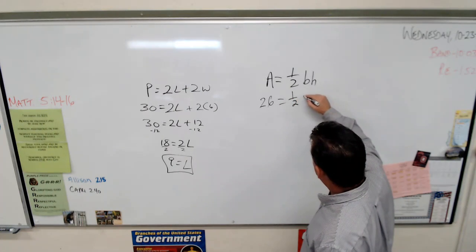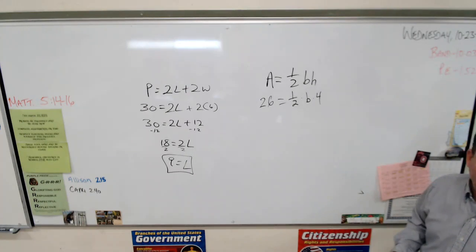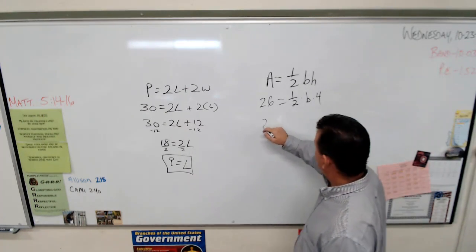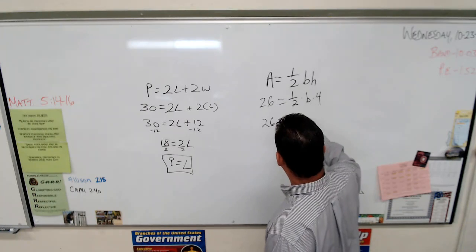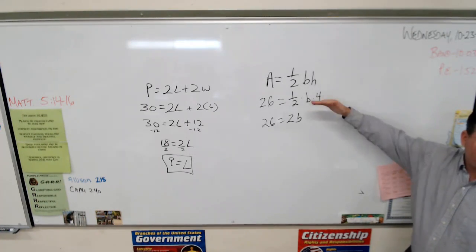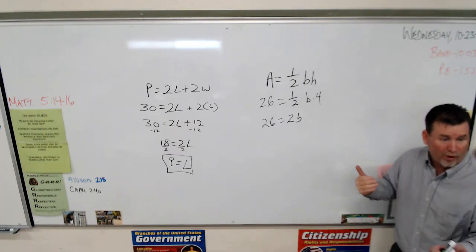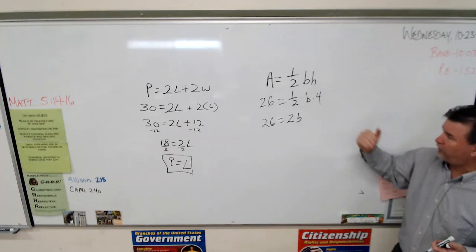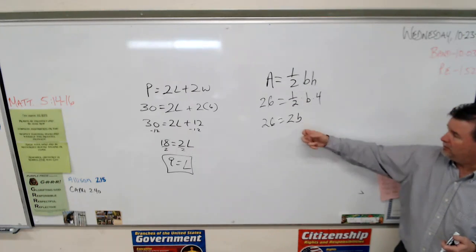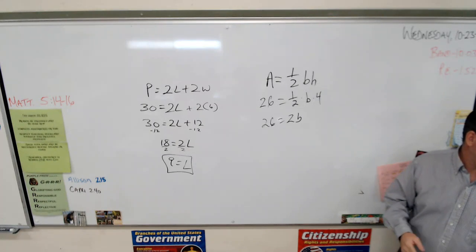1/2 times b times 4. What's half of 4? 26 equals 2b. You see what I did from here to here? Remember, it's multiplication. It doesn't matter what order I do it. I could do half of b times 4, or hey, you know what's easier? Half of 4 times b, 2b.